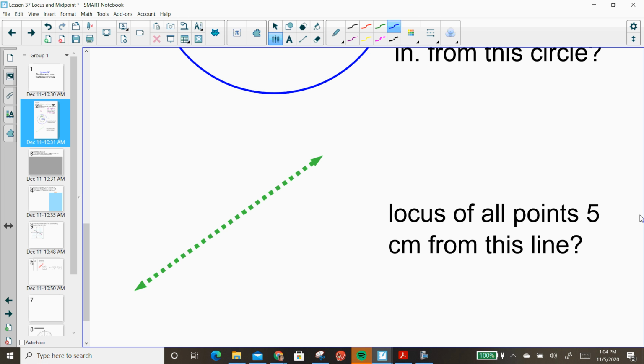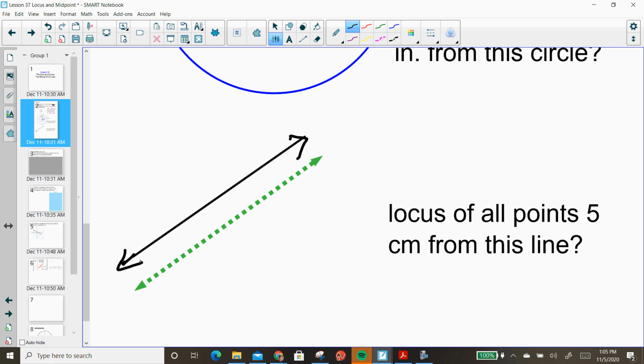So a line parallel to the green line? Okay, so which way were you going from the green line? Okay, so I could go 5 centimeters away from this green line and have a new line like this that also goes forever. Is that the only place I could go on this screen? Where else could I go?